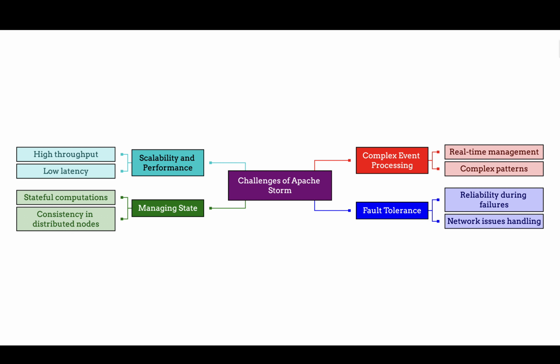Challenges of Apache Storm. 1. Complex event processing. Managing and processing complex event patterns in real time can be challenging. 2. Fault tolerance. Ensuring the system's reliability and fault tolerance during node failures or network issues. 3. Managing state. Handling stateful computations and ensuring consistency across distributed nodes. 4. Scalability and performance. Scaling the system effectively to handle high throughput while maintaining low latency and system performance.